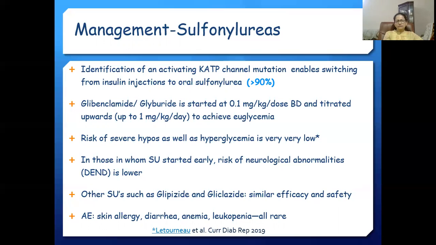So people have used higher doses up to 1.5 to even 2 mg per kg per day, and thankfully, hypoglycemia is not much of a problem. Okay, so risk of severe hypos as well as hyperglycemia is very, very low. And yes, it has beneficial effect on DEND. And adverse effects are skin allergy, diarrhea, anemia, leukopenia. All of these are rare.